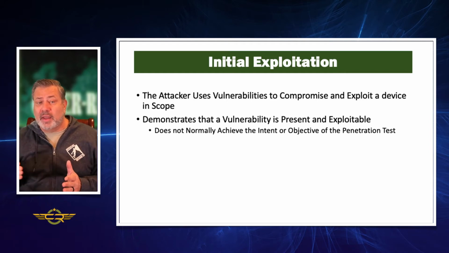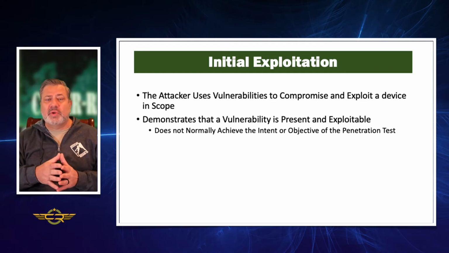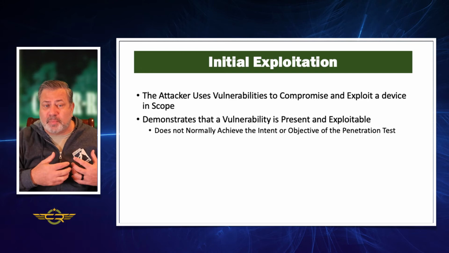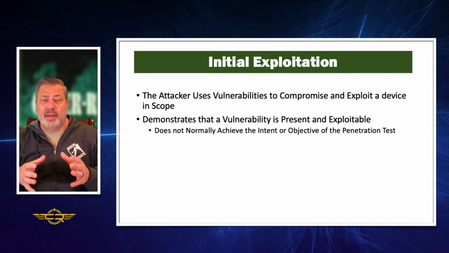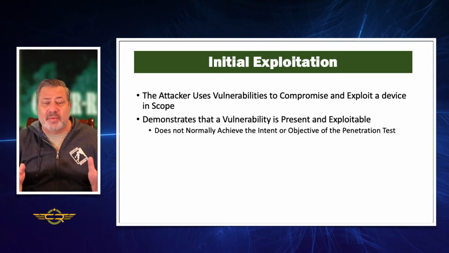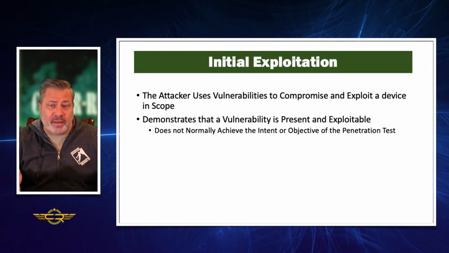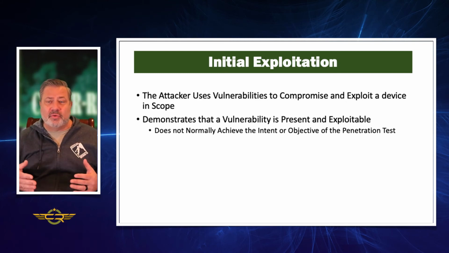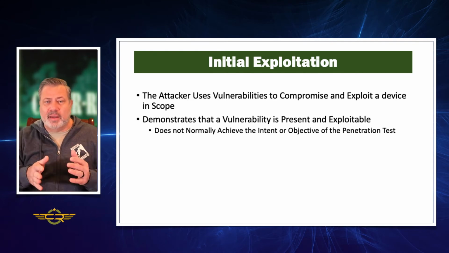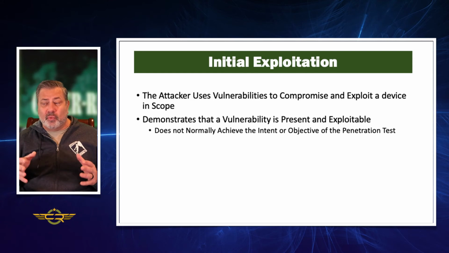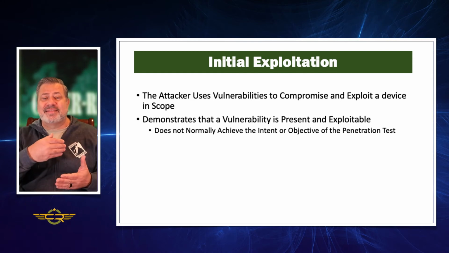Sometimes we can't use denial of service attacks. Sometimes we can't maybe harvest passwords. There are certain things we're going to be able to do and we're not going to be able to do. And we're going to have a document, rules of engagement normally, that's going to tell us what we can and can't do. So we want to make sure we're attacking a device in scope, inside our perimeters that we're allowed to attack. And that's that initial compromise.